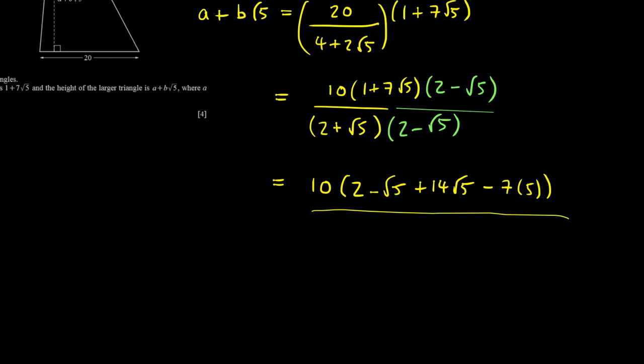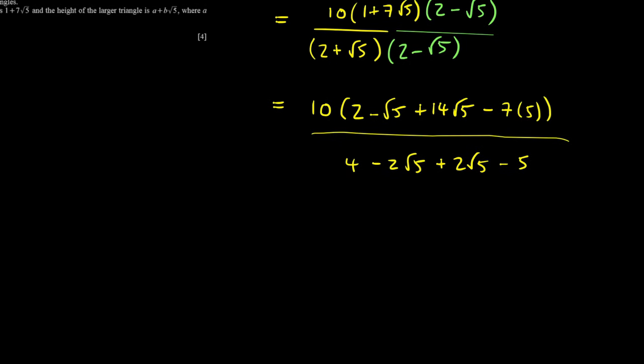Remember, I'm going to write this out in full. 2 times by 2, which is 4. And then 2 times by negative root 5 is negative 2 root 5. Root 5 times by positive 2 is positive 2 root 5. And then minus 5. Okay, now guys, as I said, it seems a bit tedious to write all that out. But I think what you're trying to do is you're trying to show to the examiner that you know what you're doing. So those guys cancel off.